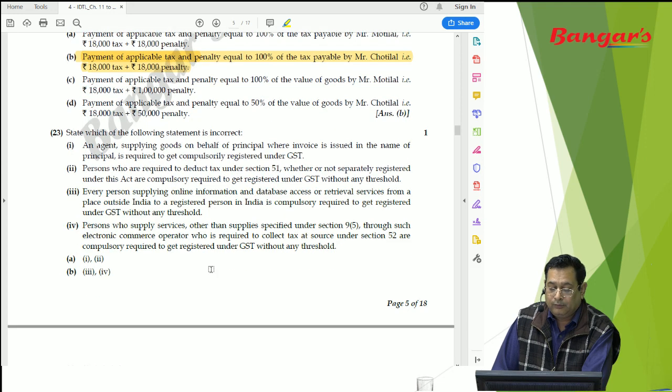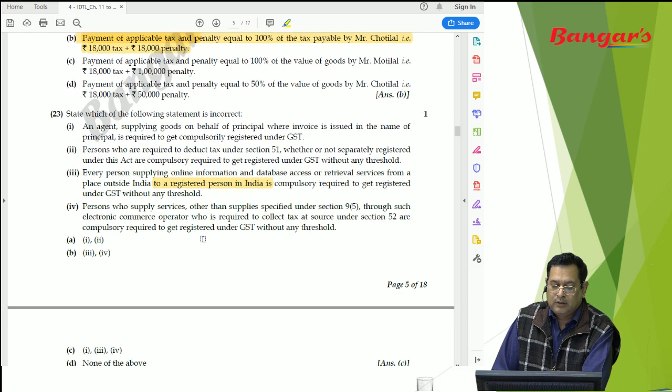Then, persons who are required to deduct tax at source, whether or not separately registered, are compulsorily required to obtain registration. This is correct. And every person who is supplying OIDAR services to a registered person, in that case the reverse charge mechanism applies and the registered person will be required to get themselves registered. And for OIDAR services, the suppliers are not required to get themselves registered. This is also not correct.